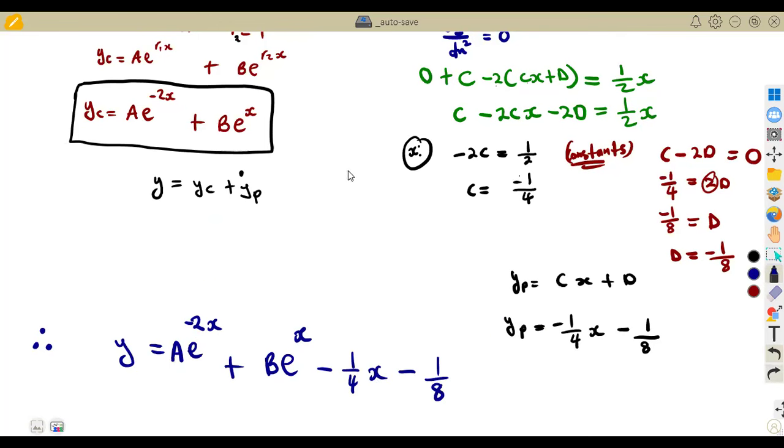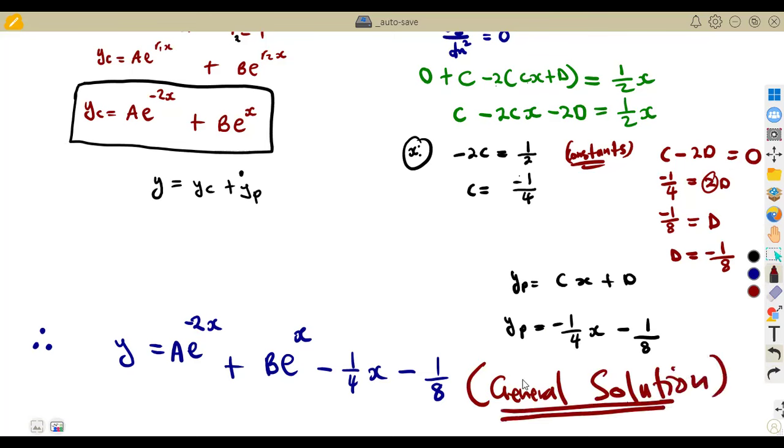So this is the equation that represents y in terms of x with the two constants that are there, a and b. This is what we refer to as the general solution for the second order. If the question was asking you to determine the general solution, you were going to end here. That is where you were going to end.